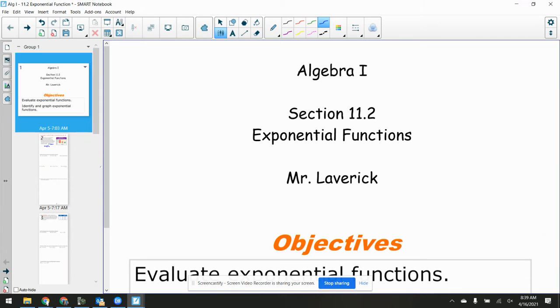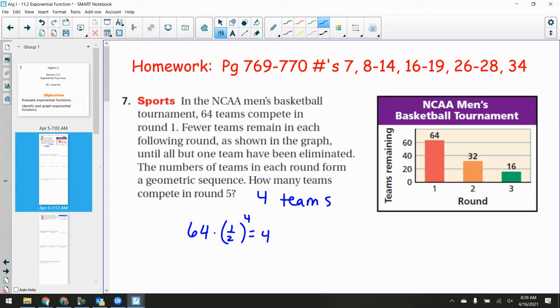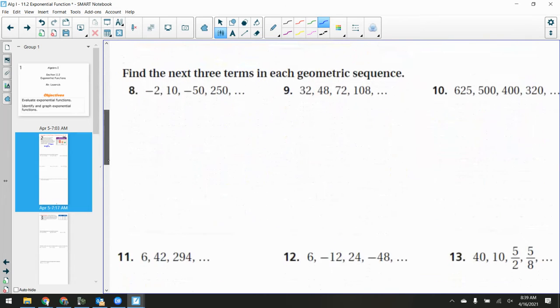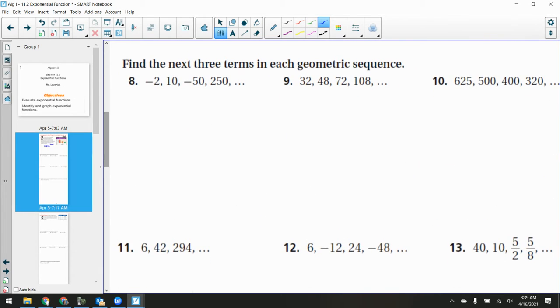Hi, everybody. So this is, again, section 11 to exponential functions. This is going over the homework. We just went over question 7. The answer is 4 teams, just multiplying by 1/2 each time. Okay, well, let's talk about 8 through 13.